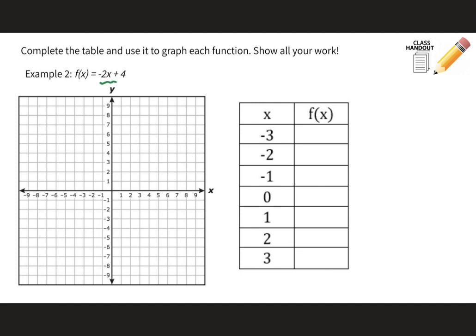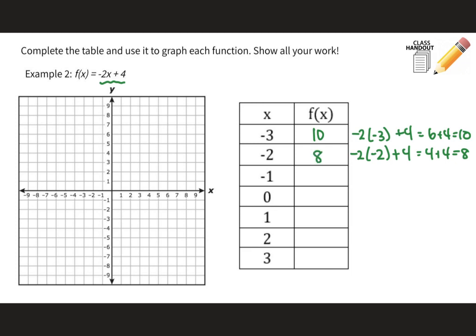All right, let's take a look at a second example here. So we have our function. So we're going to plug in these values of x. So first plugging in -3. So it's going to be -2 times -3 plus 4. So a negative times a negative is a positive. So that's going to be 6 plus 4, which is going to give me 10. So that's my starting point. Now we're going to plug in -2. So -2 times -2 plus 4. Again, a negative times a negative is a positive. So that's 4 plus 4, which gives me 8.